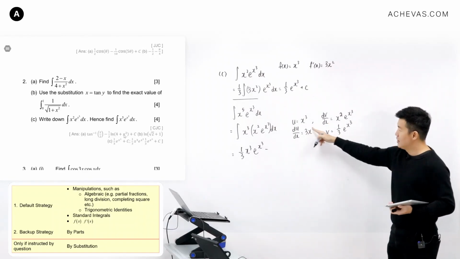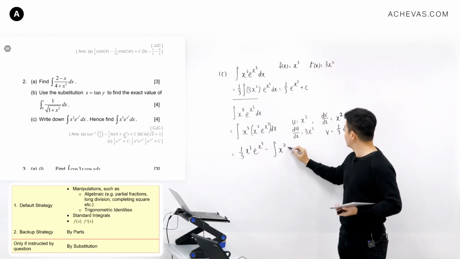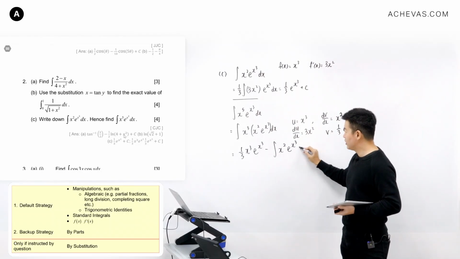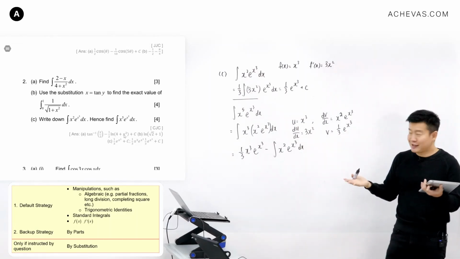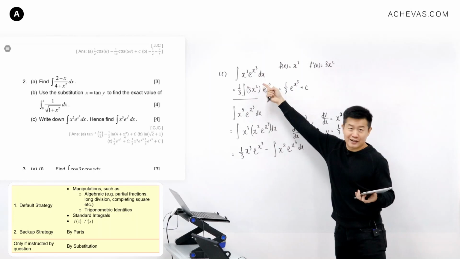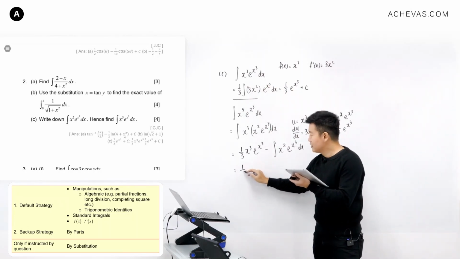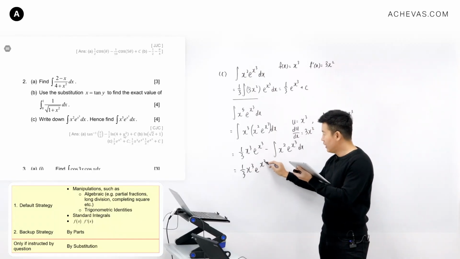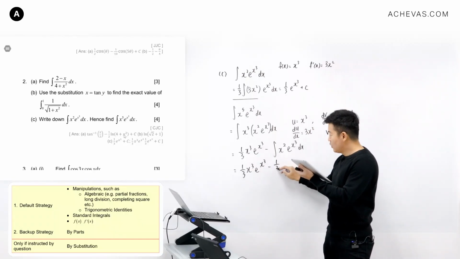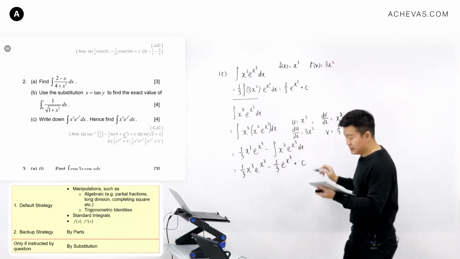So this times this, 3 and 1 over 3 can be cancelled. We are going to be left with x squared e to the power of x to the power of 3 dx. And I guess this question has in a way been set up because this is exactly this. So I'm going to just make use of the same result again. And my final answer here is 1 over 3 x to the power of 3 e to the power of x to the power of 3 minus 1 over 3 e to the power of x to the power of 3 plus c.